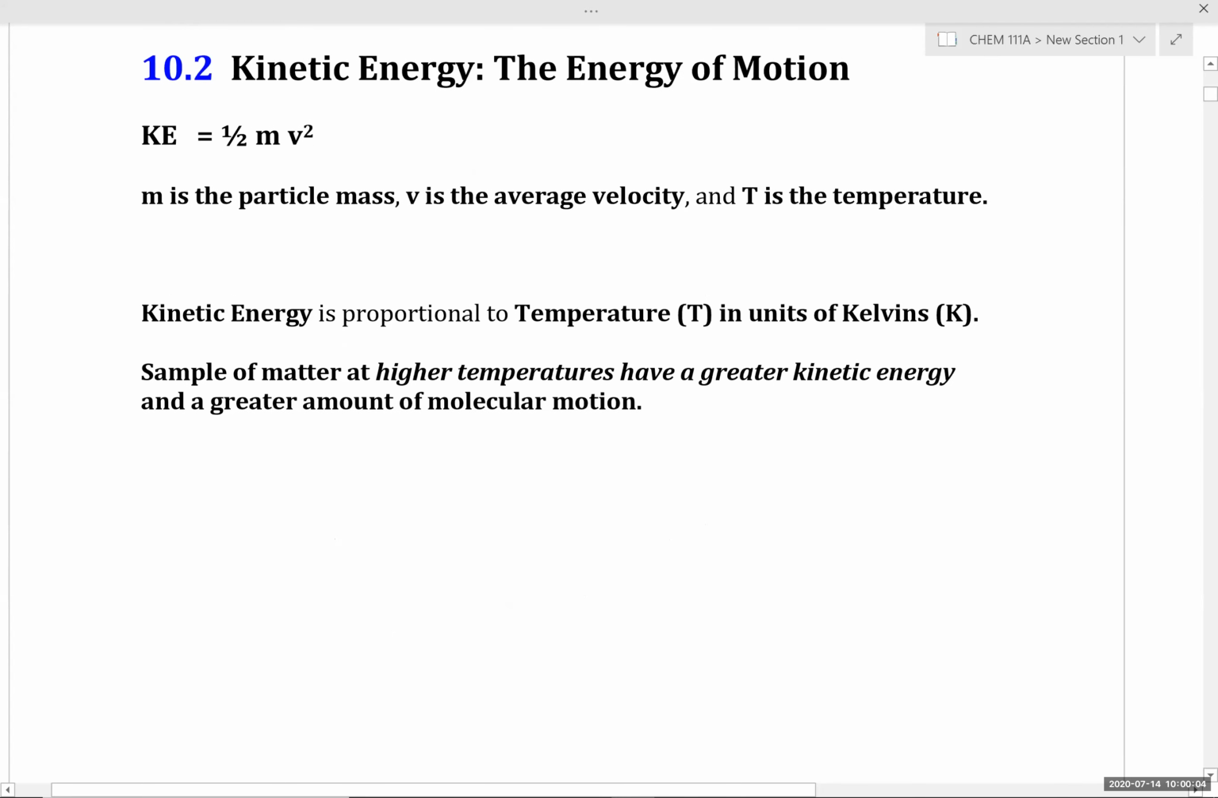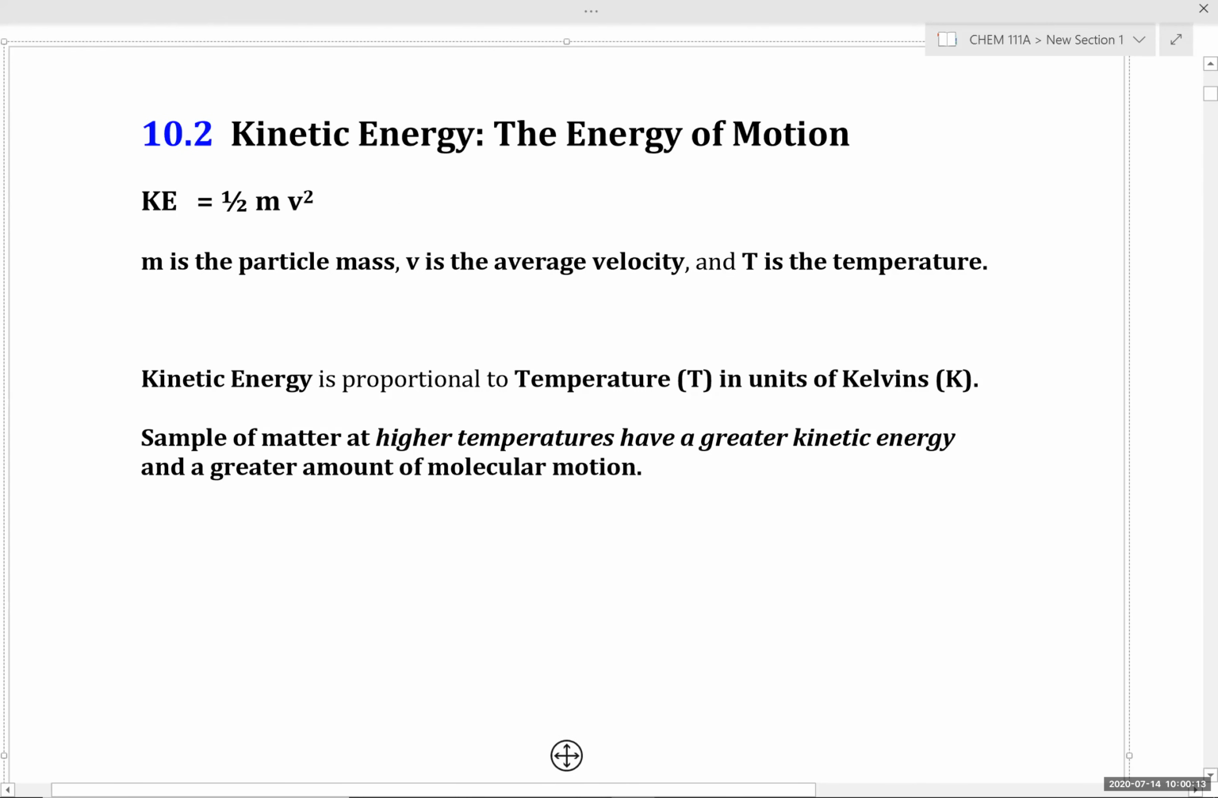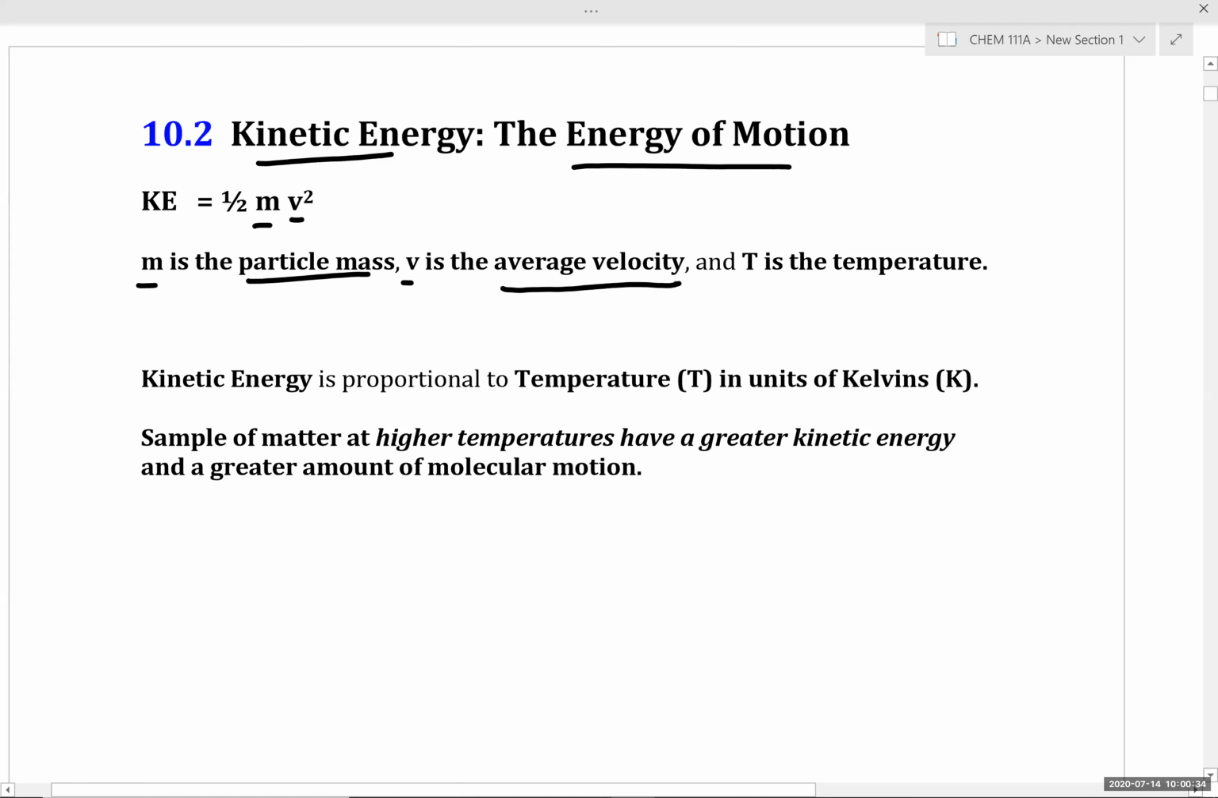For those who have taken one of the first or second physics courses, this may look really familiar. If not, we're still building from the fundamentals, so don't worry. So first, let's talk about kinetic energy. Kinetic energy is described as the energy of motion. Kinetic energy can be described mathematically for a particle as 1/2 mv squared, where m is the particle's mass and v is the average velocity.